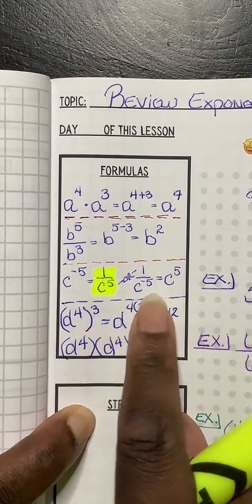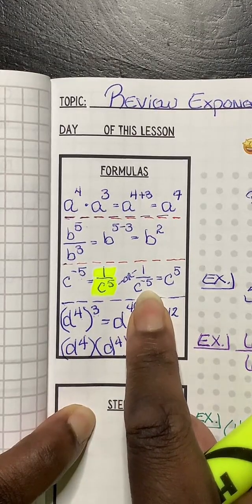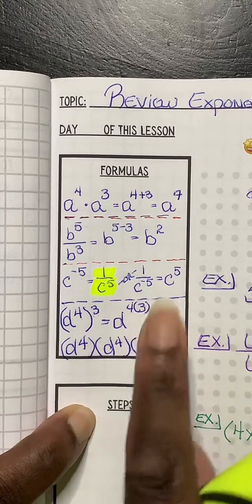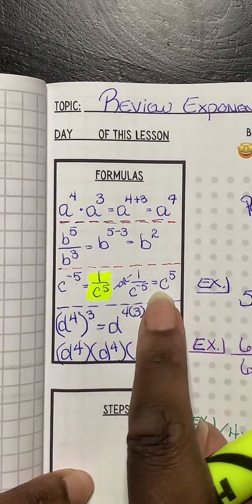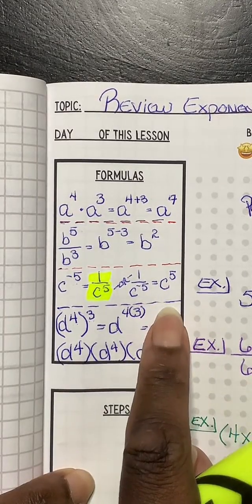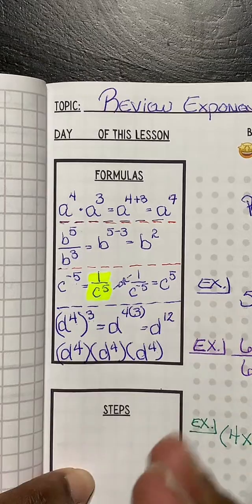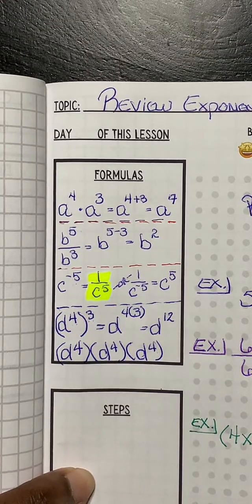Now, here's the other thing. What happens if the negative is already in the denominator? Do you just leave it? No. Okay? That means you're going to have to flip it. So that means c to the 5th is going to be in your numerator. The 1 is going to be in your denominator, but we all know anything divided by 1 is itself.